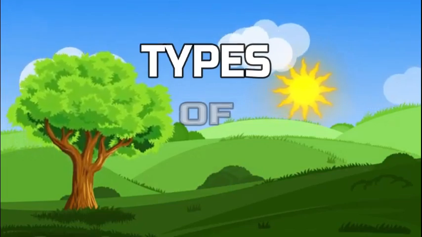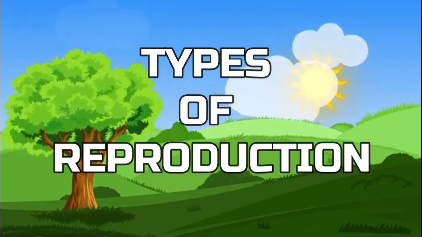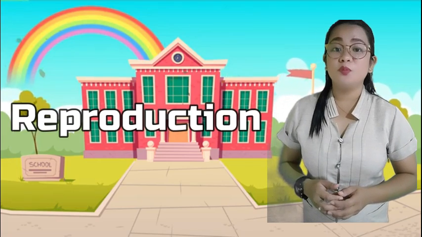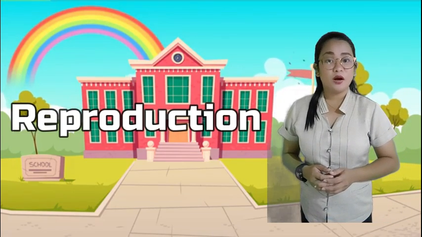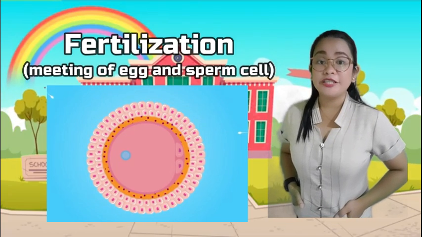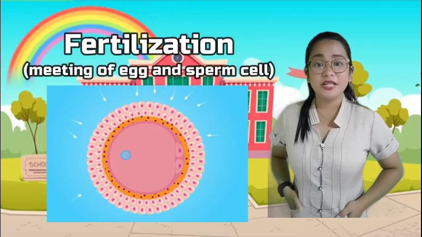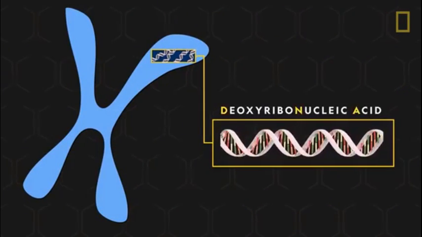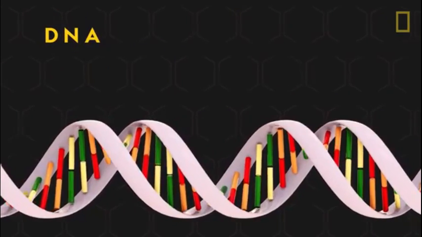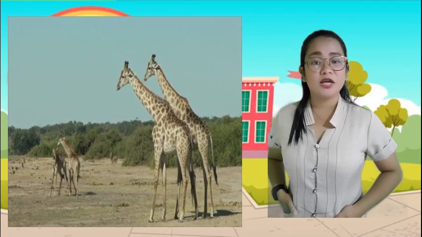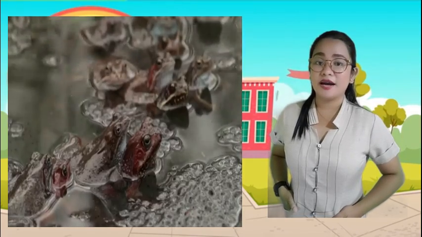Now, let's move on to the types of reproduction. Reproduction involves the transfer of characteristics of parents to their offspring or young. During fertilization, genetic materials like DNA are shared by parents to produce new organisms that may either possess unique characteristics or have an exact copy of what the parent has.